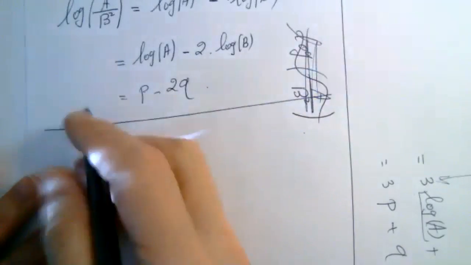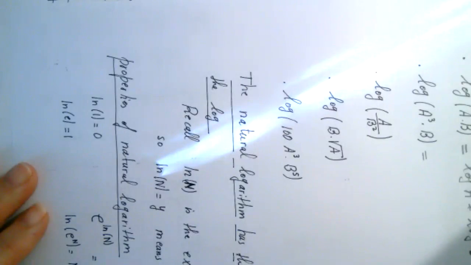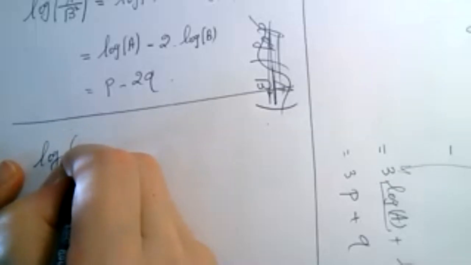Now the log of B times the square root of A, and then I will put it here. Now this is the question. Log of B times the square root of A.